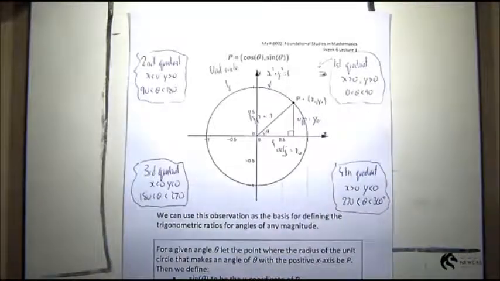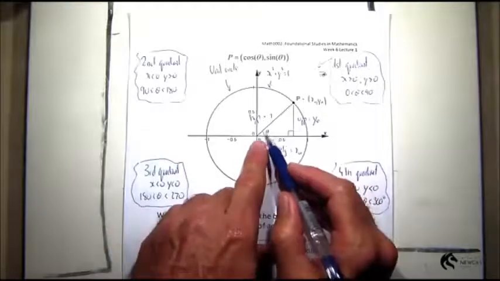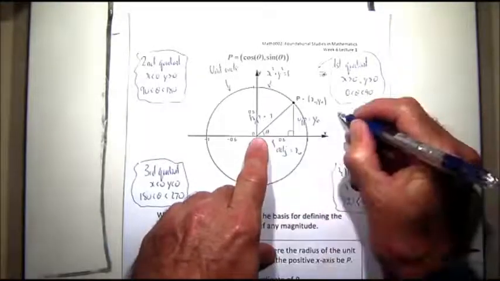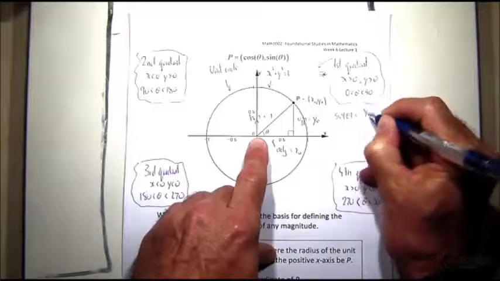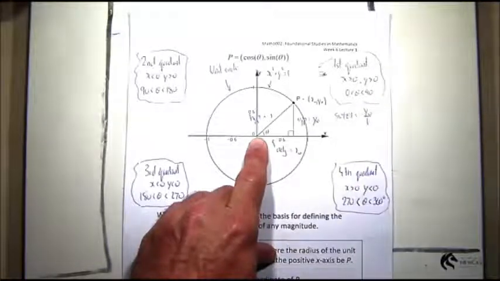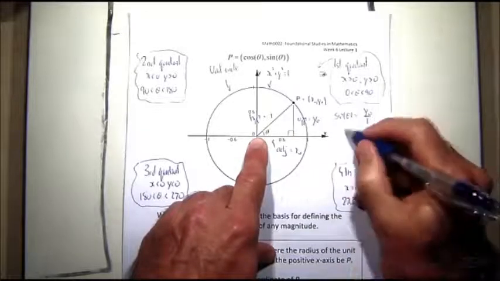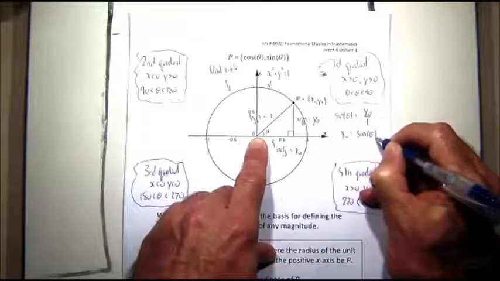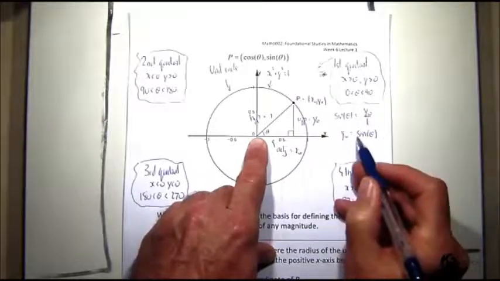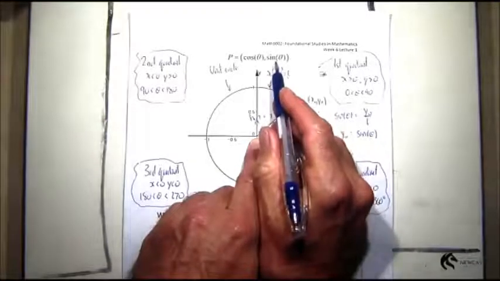Now, with respect to our right angle triangle, I know that the sine of theta is the opposite over the hypotenuse. So y naught over 1. I now rearrange that, make y naught the subject, and that tells me that the y coordinate of point P is in fact sine theta.